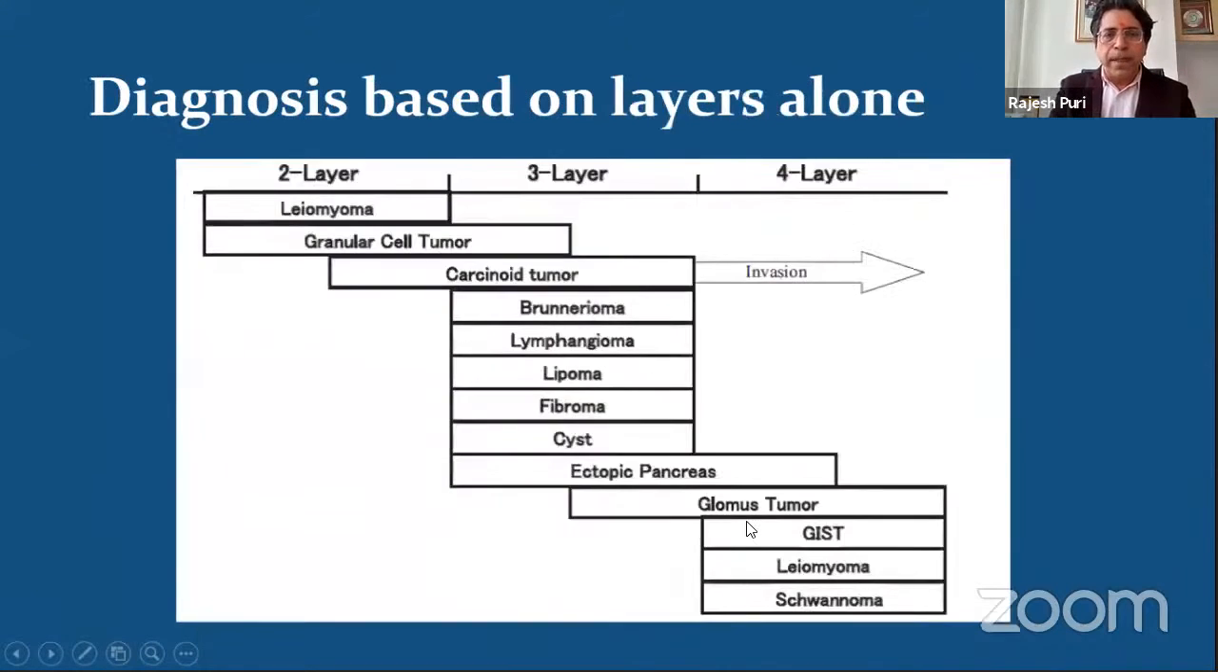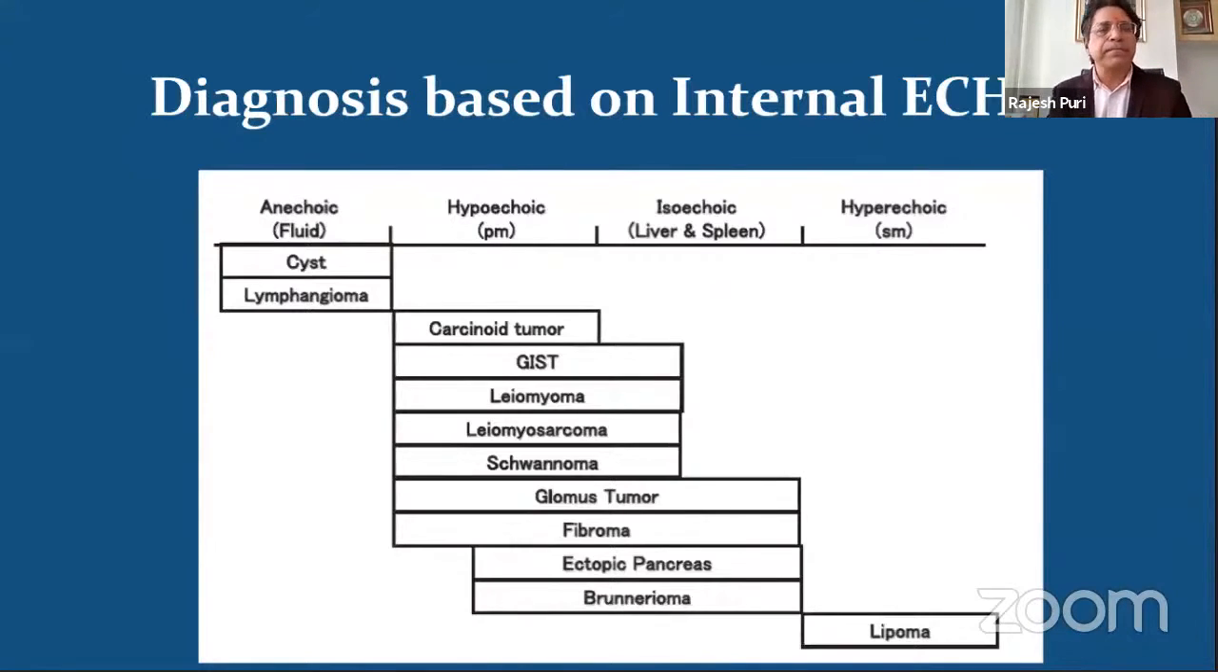And when we talk about the third layer, then there is a long list: lipoma, lymphangioma, fibroma, cyst, ectopic pancreas, Brunner's gland lesions, and the carcinoid tumor. Carcinoid tumor can originate from the second and the third layer. Similarly, leiomyoma can originate from the second as well as the fourth layer. Generally, in the esophagus, if the lesion originates from the second or fourth layer, it is a leiomyoma, while in the stomach, if the lesion originates from the fourth layer, the possibility of GIST is very high.